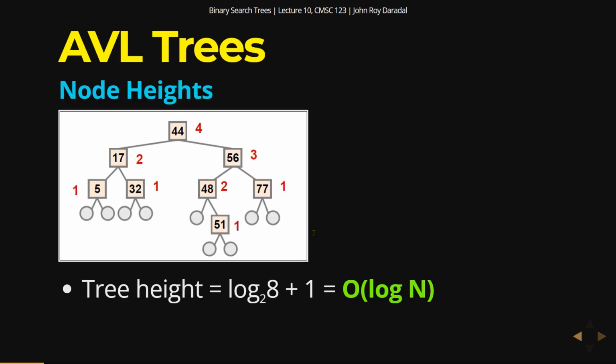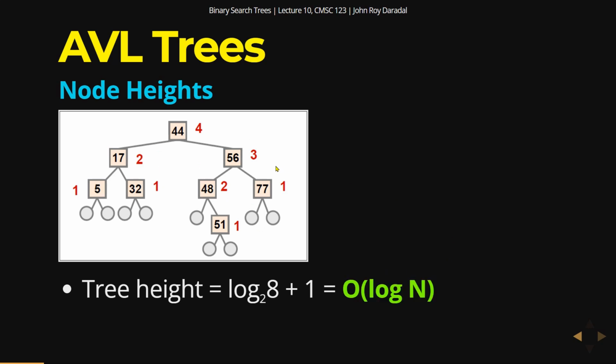So let's see an example of this one. In here we have 8 nodes, right? 1, 2, 3, 4, 5, 6, 7, 8. And the height of this is 4, right? So how did we compute 4? Log of 8 base 2 is 3, and then plus 1, so that's why you get 4. So log of n plus 1 is just O of log n. So you see the height of the tree is in O of log n.